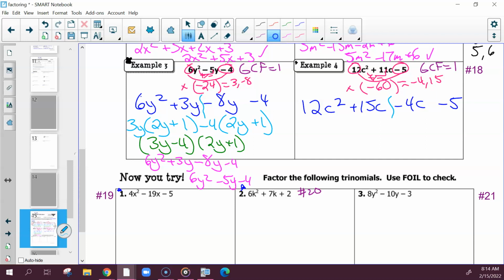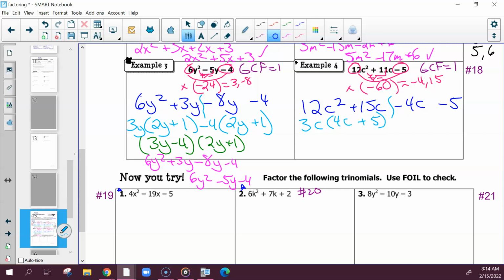What could we divide out of the first two? I was going to say, you guys said something at the same time that I didn't get. 3, yes. And if we divide out 3C, what's left? You're really close. If we divide this by 3, what would be left? 4C plus 5. There we go.